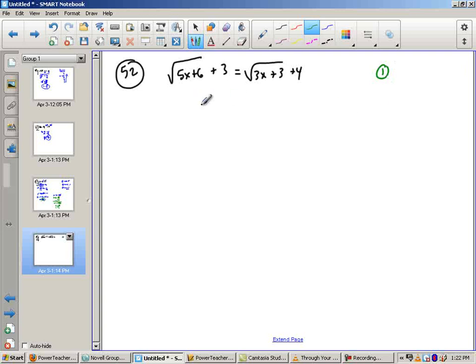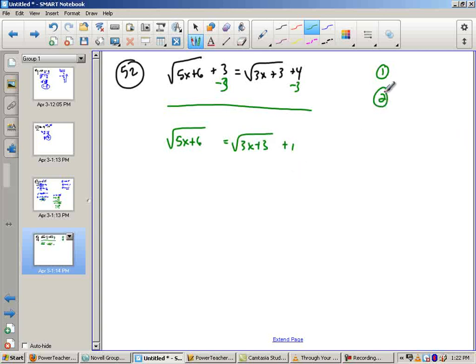Well, I have two radicals in this problem. Which one do I want to isolate? Well, it really doesn't matter. I know that if I move the 4 this way, I'll end up with a negative 1. If I move the 3 this way, I'll end up with a positive 1. And I'd prefer to work with positives, so I want to minus 3 from both sides to get the square root of 5x plus 6 equal to the square root of 3x plus 3 plus 1.